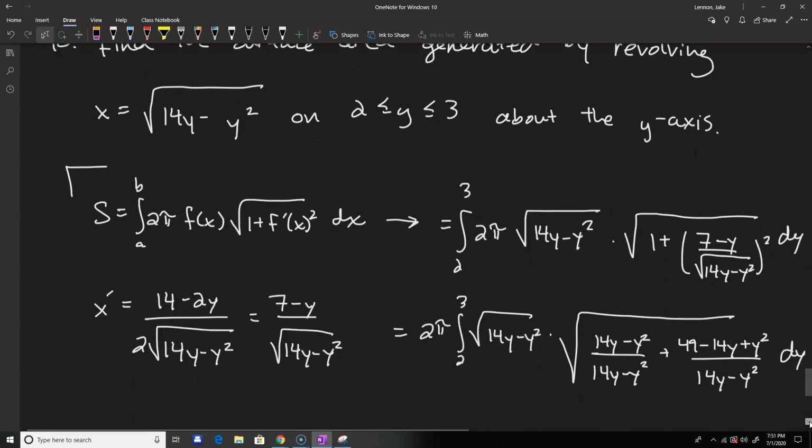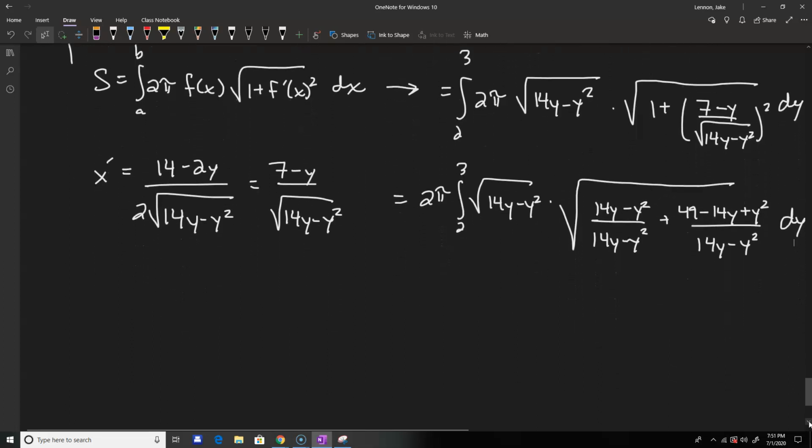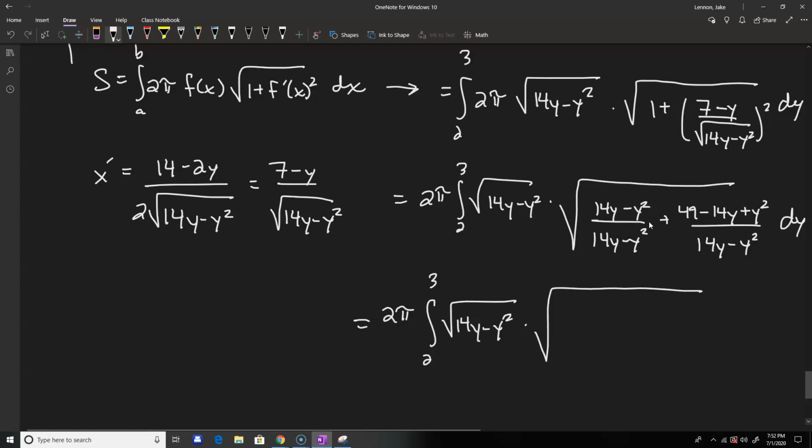Okay, it looks like a big mess, but we're going to get some cancellation because already we can tell the 14y and the minus y squareds are going to cancel. So this is going to become 2 pi integral from 2 to 3 of the square root of 14y minus y squared times the square root. Again, when you add the fractions using the common denominator, we're only going to end up with a 49 on top, and over here we're going to end up with the 14y minus y squared, and that's it. So what's going to happen is we're going to get our cancellation that we want.